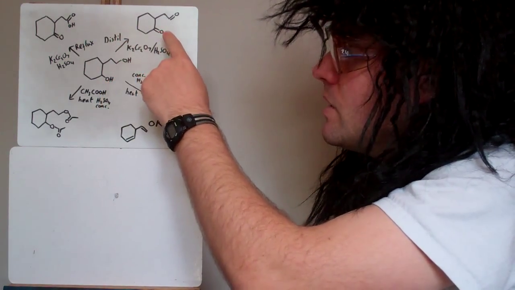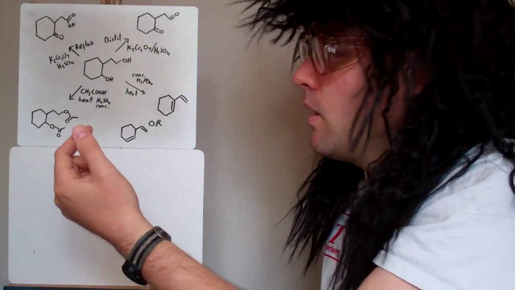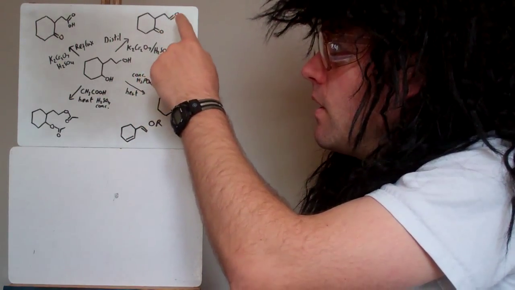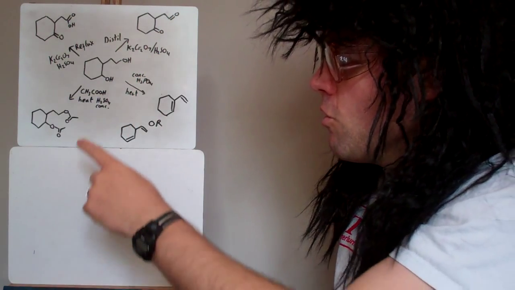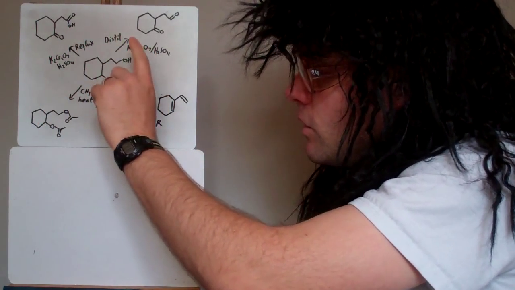So if we distill it, we still get a ketone, because it doesn't make any difference to a secondary alcohol if it's distilled or refluxed. With potassium dichromate and sulfuric acid, it will make a ketone. This will make an aldehyde. Right, so whenever you see those, you've got to be thinking about oxidation, the potassium dichromate.